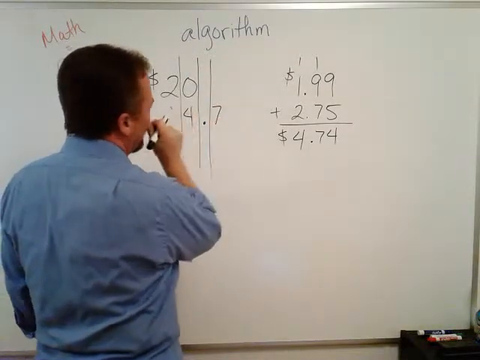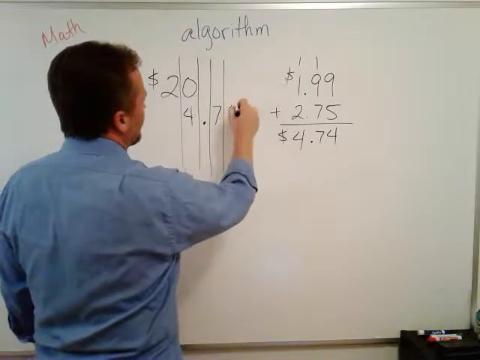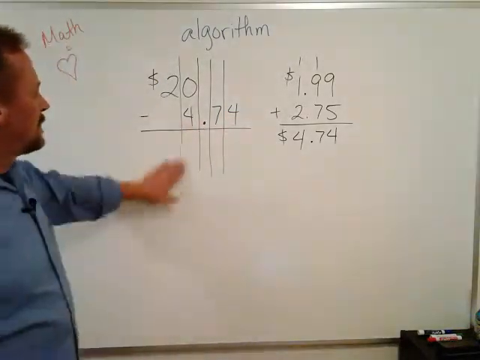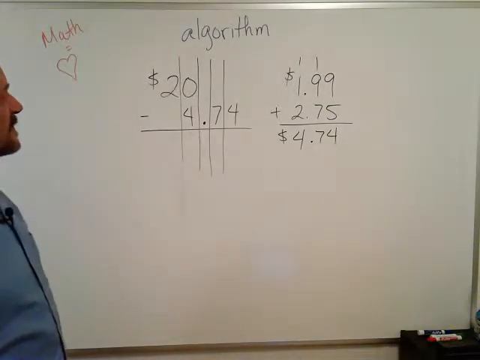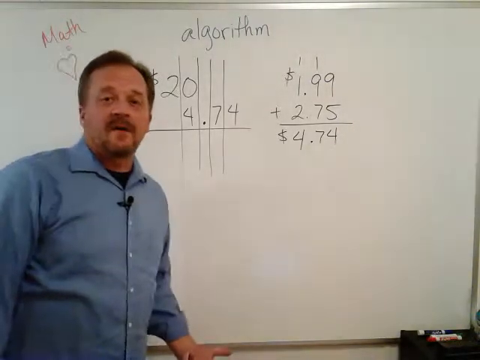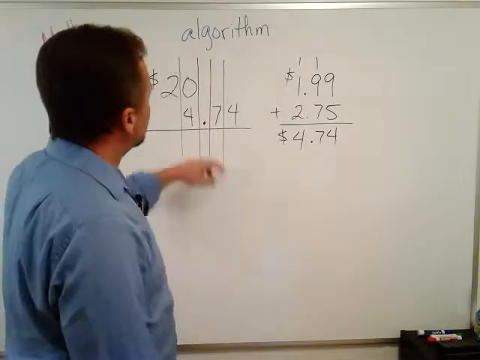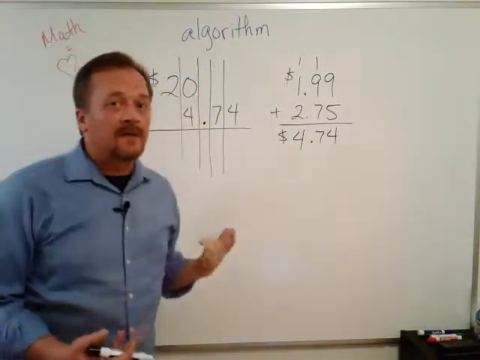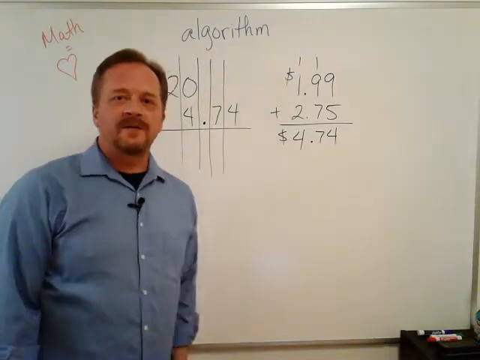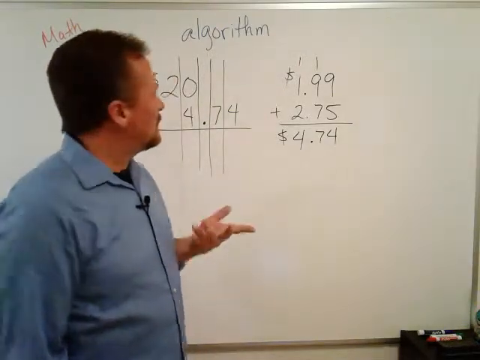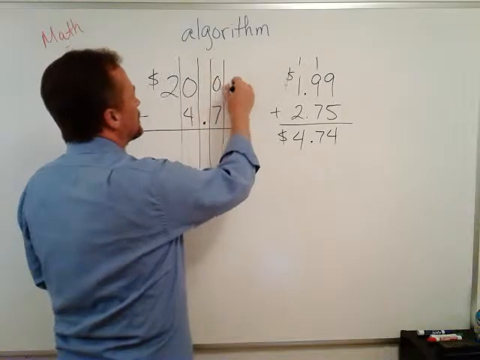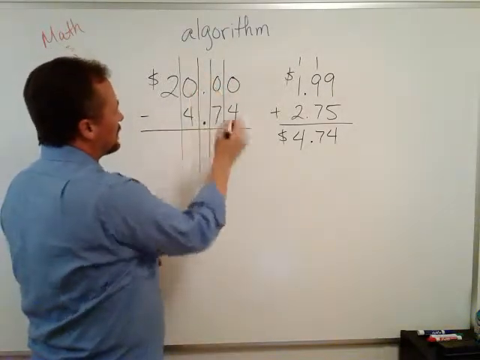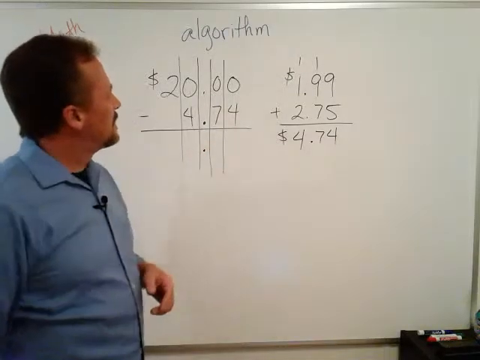Here's the 7 in the tenths place and the 4 in the hundredths place. Looks kind of messy, but it's actually helping keep us organized. So what's going to go in the tenths and the hundredths place for a $20 bill? Is there any change associated with that? Any cents? No, not really. So I can fill those in with zeros, right? And put a decimal here. There's going to be a decimal in my answer right here.